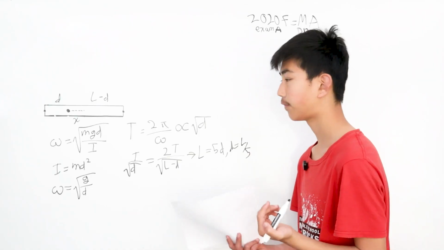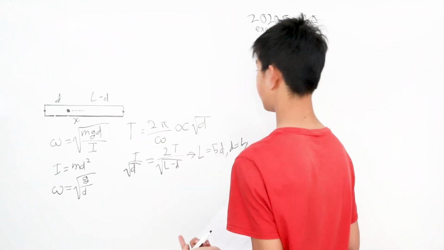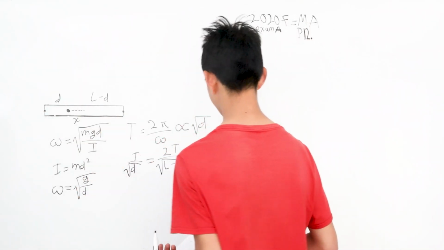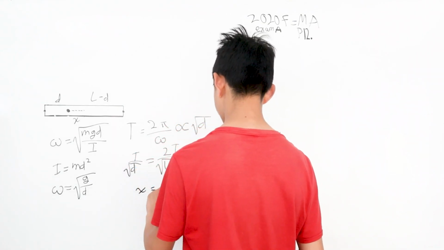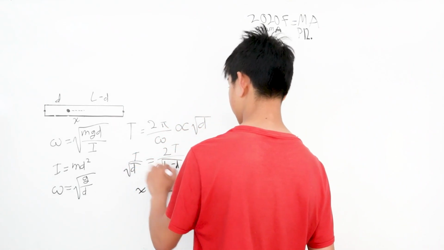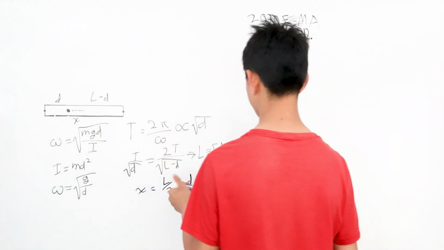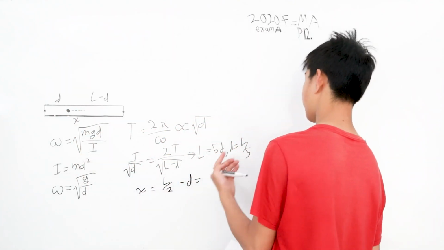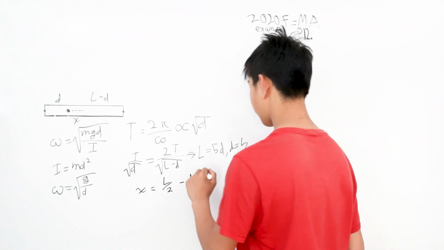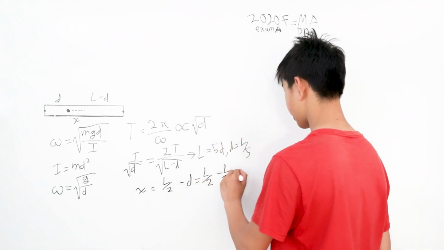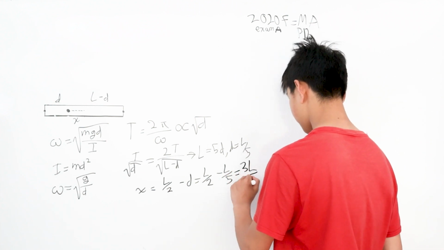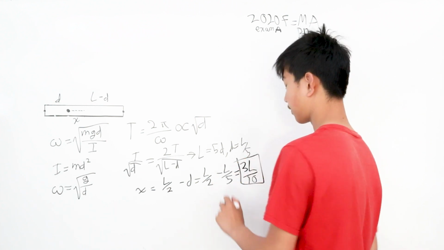Now you want to solve for x. This is like 1/2 of it, so x is L over 2, and then subtract this distance d to get this part. Since we found that d is L over 5, we plug that in. L over 2 minus L over 5 is our answer, 3L over 10. So this is our answer for this problem.